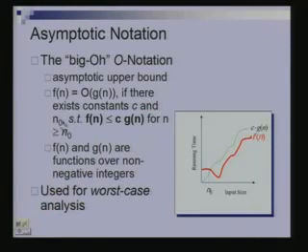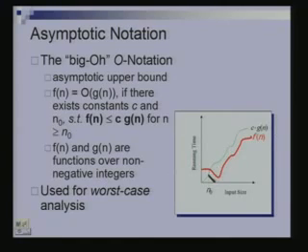Okay, that brings us to something that some of you might have seen before, the big O notation. So if I have functions f of n and g of n, n here is typically representing the input size. f of n is measuring the time that your algorithm is taking. So f of n and g of n are both non-negative functions.